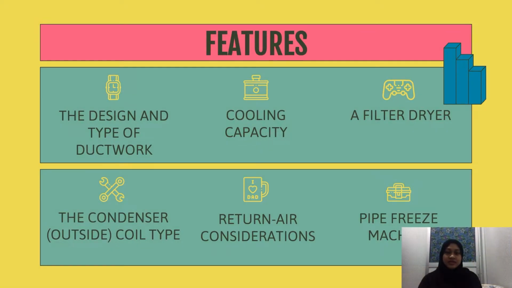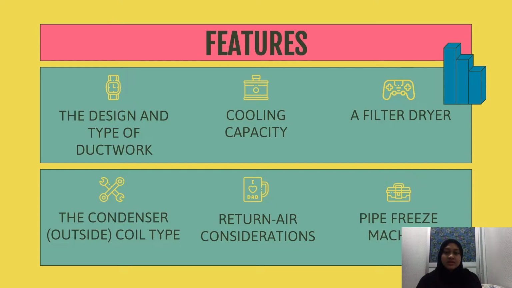Features of this system are: 1. The design and type of ductwork. The building will never be comfy if the ducts are not appropriately sized and balanced. 2. Cooling capacity. The required cooling will influence the pump, flow rate, and sizing requirements for a cooling tower. 3. A filter dryer. The filter will remove dust and heavy pollutants from the environment and help reduce allergens and problems such as asthma and dermatitis.